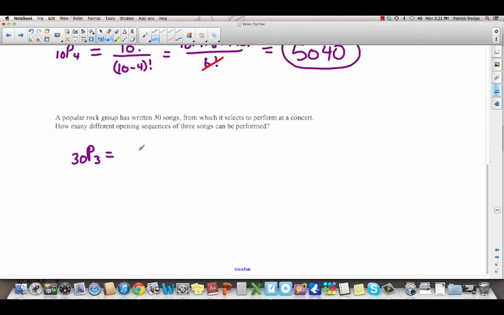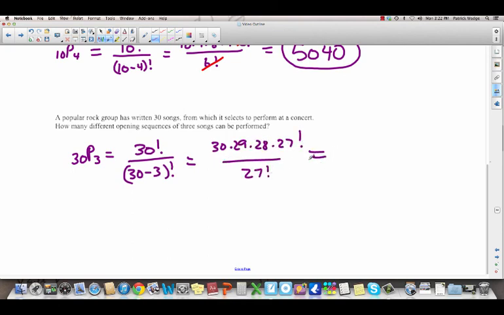So how many different, I mean, they're back there arguing. They're not starting until they look at all the different alternatives to see what would be the best. Let's see how long it would take them to look it over. So on the top, you would have 30 factorial. On the bottom, you would have 30 minus 3 factorial. So that equals 30 times 29 times 28 times 27 factorial, all over 27 factorial. These cross out. You need to multiply 30 times 29 times 28. And if you do that, you get 24,360.